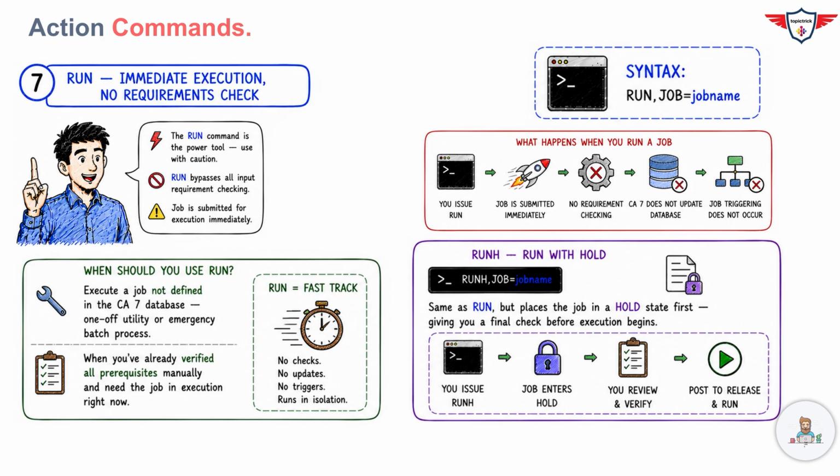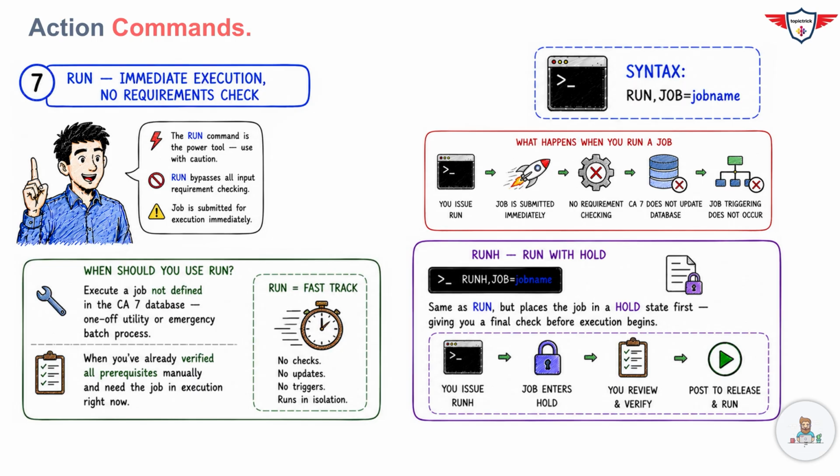and the job triggering does not occur. The job runs in isolation, no predecessor checked, no successor triggered. Now the question is when you should use run command. So you should use run command when you need to execute a job that is not defined in CA7 database. Perhaps it's an ad hoc job or once-off utility or an emergency batch process.